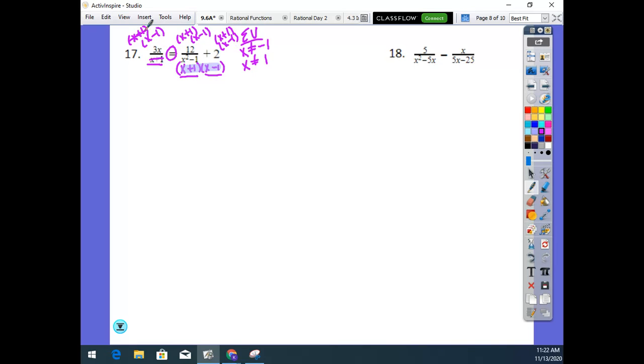So the x plus 1 cancels. I'm left with 3x times x minus 1. Everything cancels here, so I'm left with 12 plus 2 times, remember, x plus 1 times x minus 1 is just x squared minus 1 when I multiply these two together. Now I'm going to distribute.